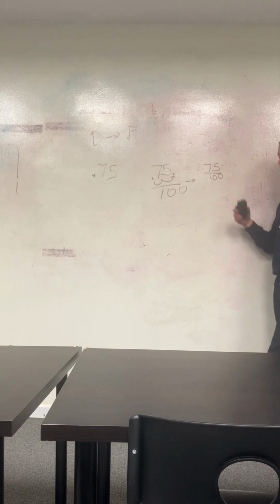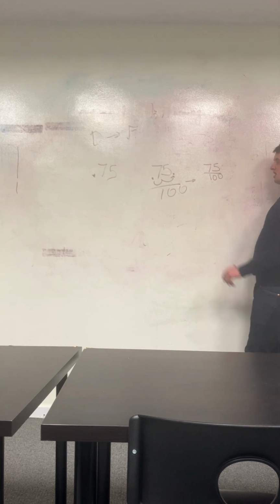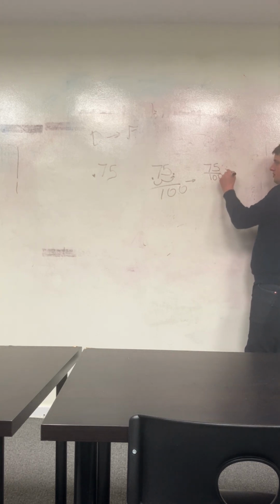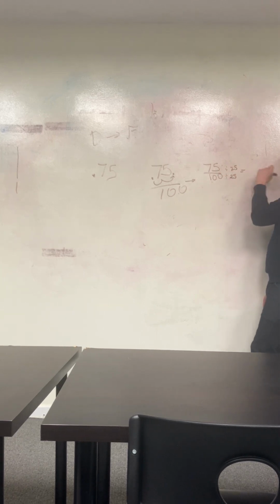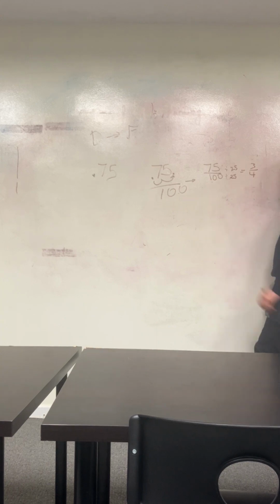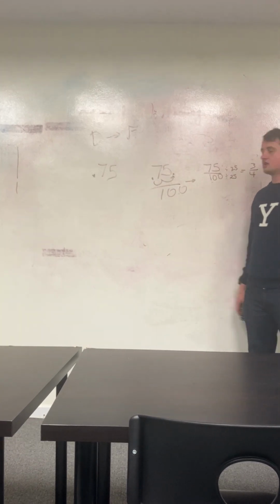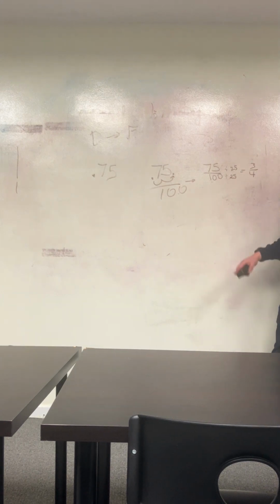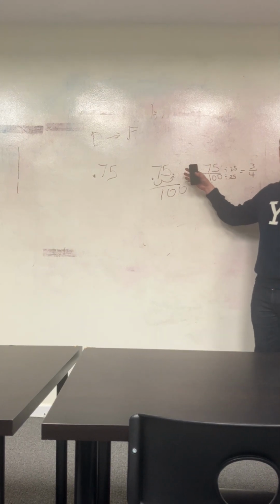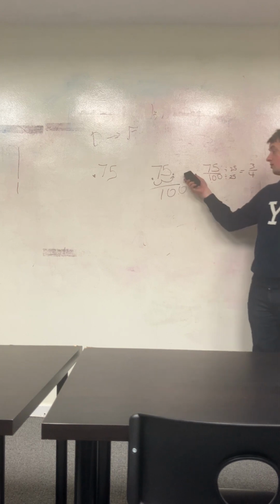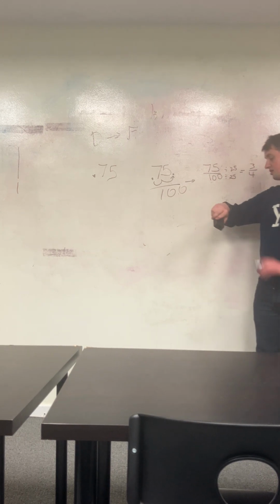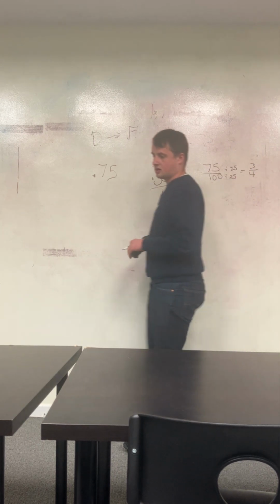And what we can do then is simplify it. We can divide each of these by 25, and we get 3 over 4. So we have to move the decimal point 2 places, and then put it over 100. Now, if it was a bigger one, like 0.75000, we'd have to move the decimal point more places, and then put it over an even bigger number, like that.